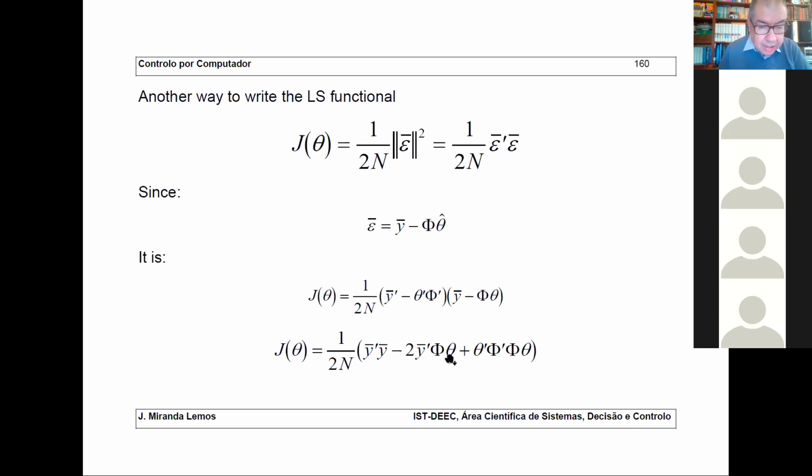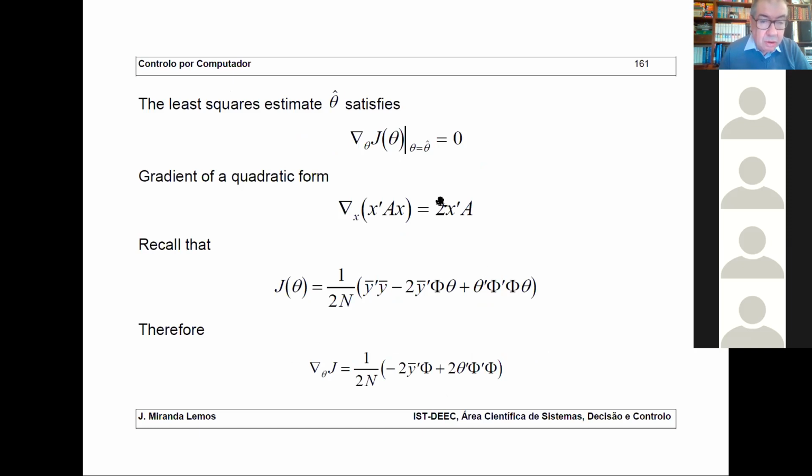Now, I want to find out the value of theta that minimizes this quantity. So what can I do? I will compute the gradient. The gradient, that's a vector of partial derivatives. And we know a number of properties for the gradient. In particular, if you have a quadratic function of x, this is a general result. X transpose A x, that's a quadratic function of x. Okay, A is a matrix. And you compute the gradient with respect to x, that's 2 x transpose A.